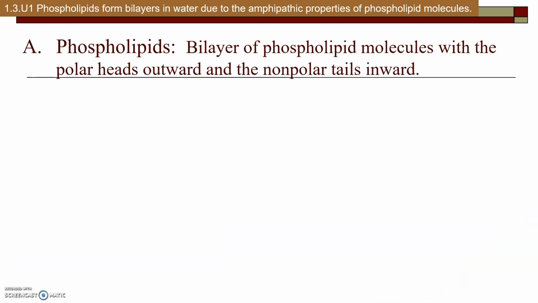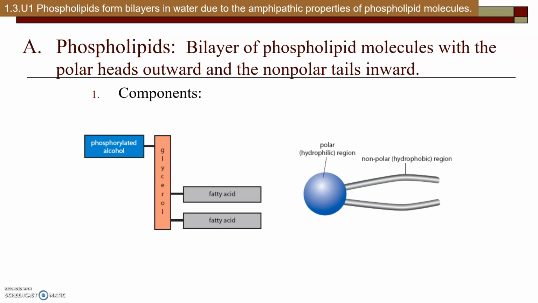So the phospholipids, as I said, are a bilayer of molecules, and the polar heads always point outward and the nonpolar tails always point inward. And so you can see several different representations of what these molecules look like. This is referred to as an amphipathic molecule because of the two different parts, the polar region and the nonpolar region.